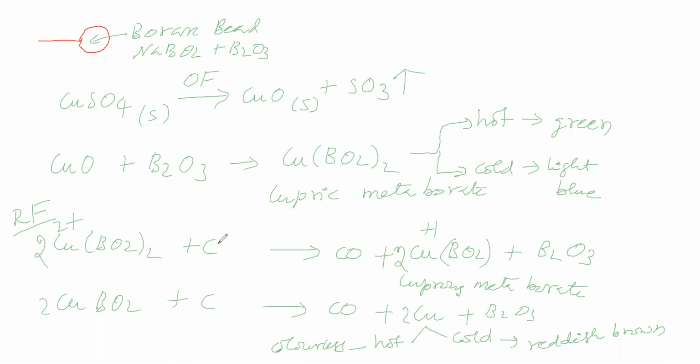This carbon undergoes oxidation and becomes carbon monoxide. This cupric undergoes reduction and becomes cuprous. This cuprous undergoes further reduction to give copper. This copper shows a reddish brown color in cold.